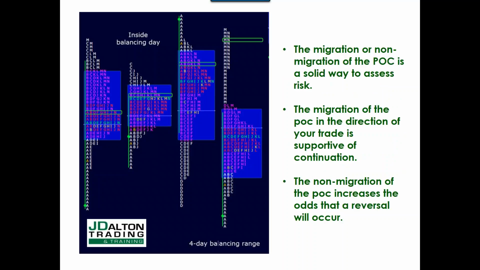The migration or non-migration of the POC is a solid way to assess risk on a trend day. The migration of the POC in the direction of your trade is supportive of continuation. That POC is also important if there is some unusual occurrence. For example, today we had a break in the afternoon following an announcement and the market did come back. So we're going to talk about these more specifically.